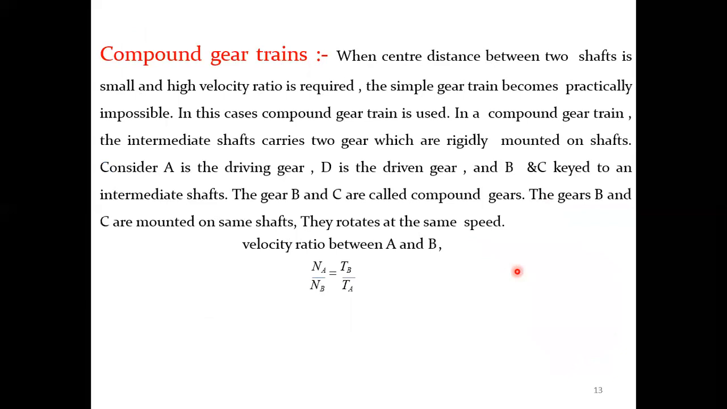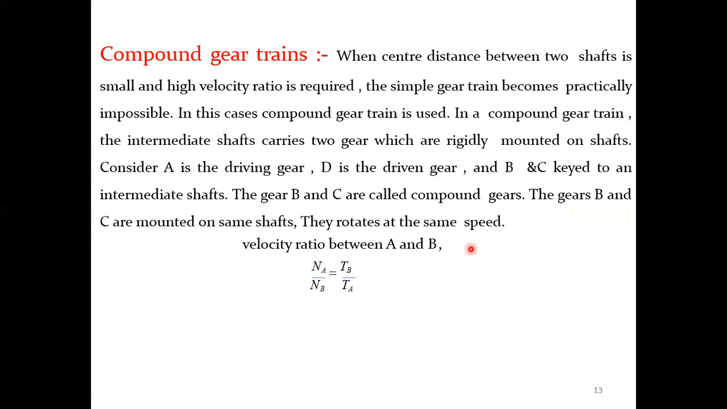Here A is the driving gear, D is the driven gear, and B and C are keyed to an intermediate shaft. B and C are called compound gears. The gears B and C are mounted on the same shaft. This is the main concept: B and C are mounted on the same shaft, so they rotate at the same speed.